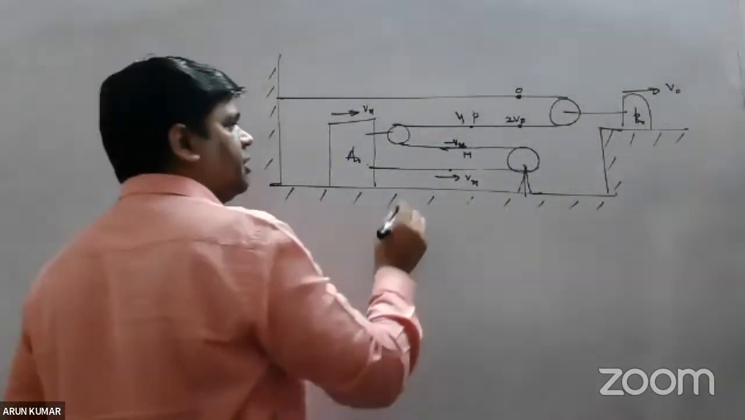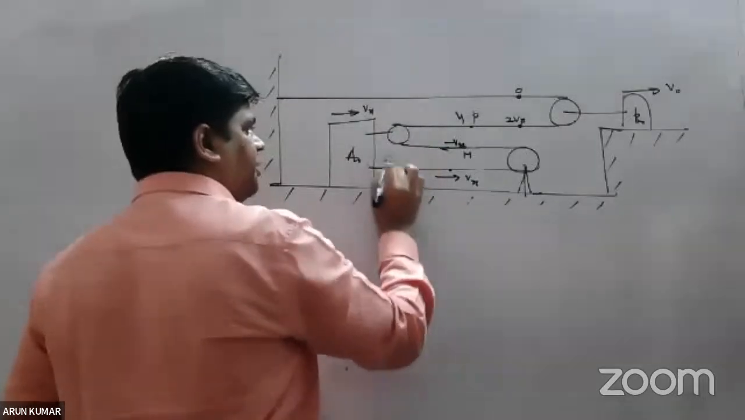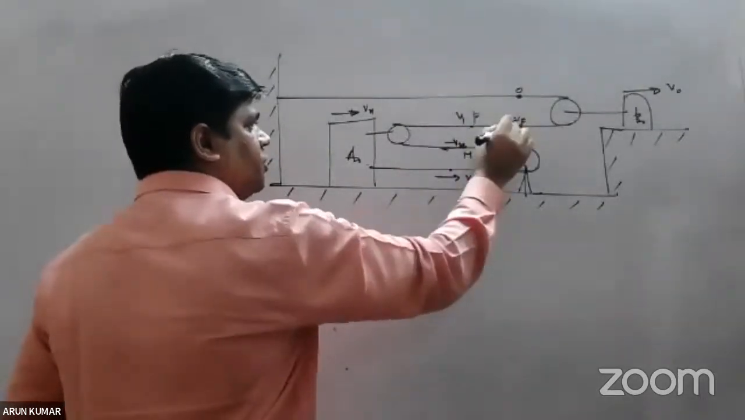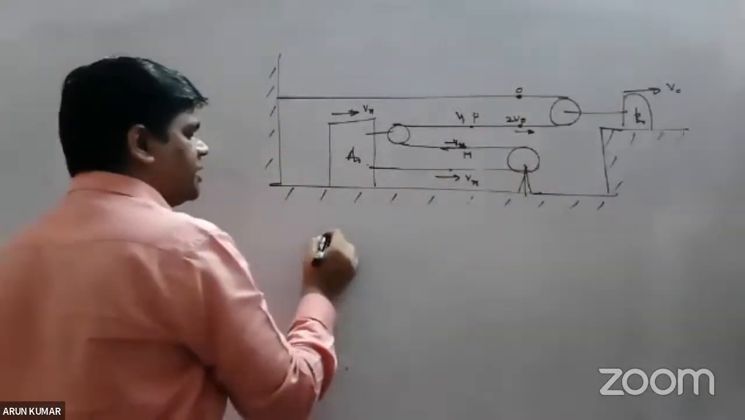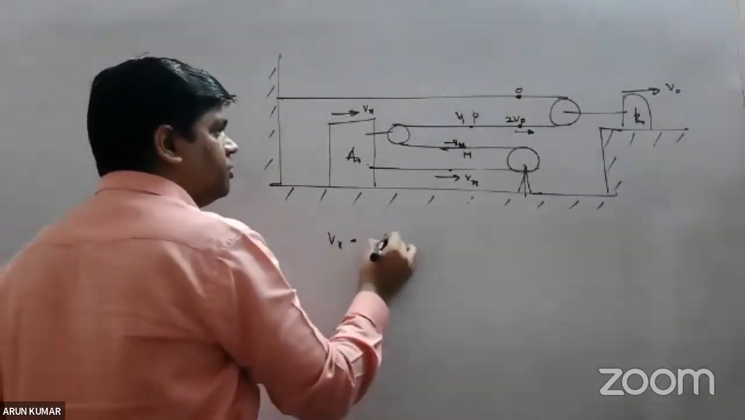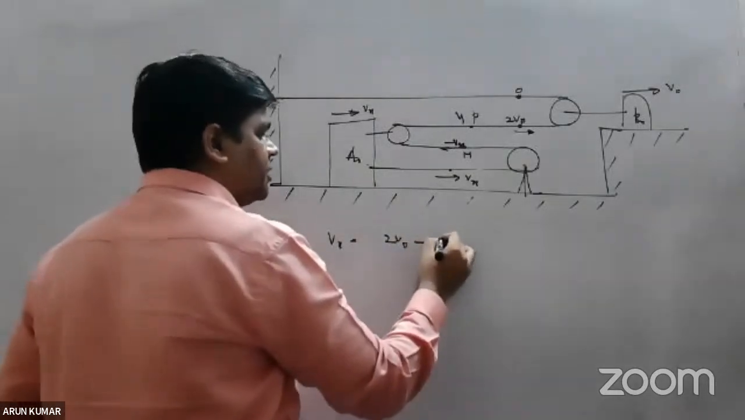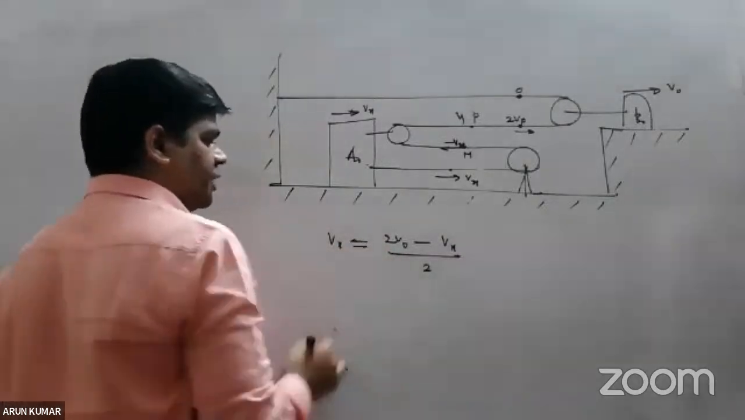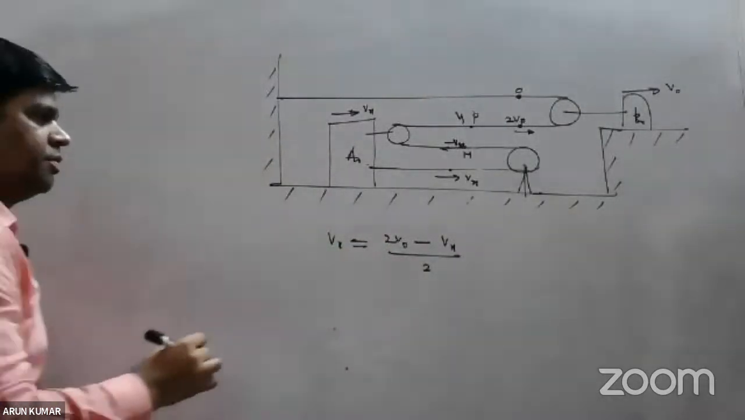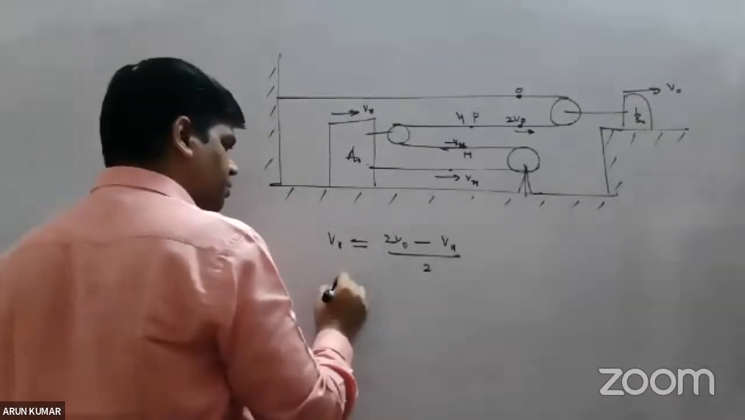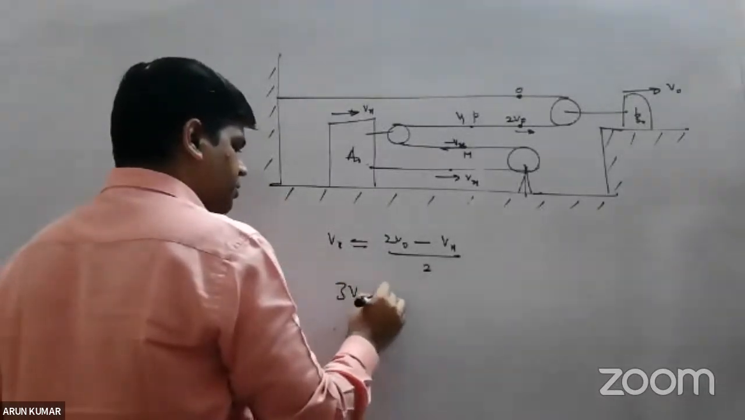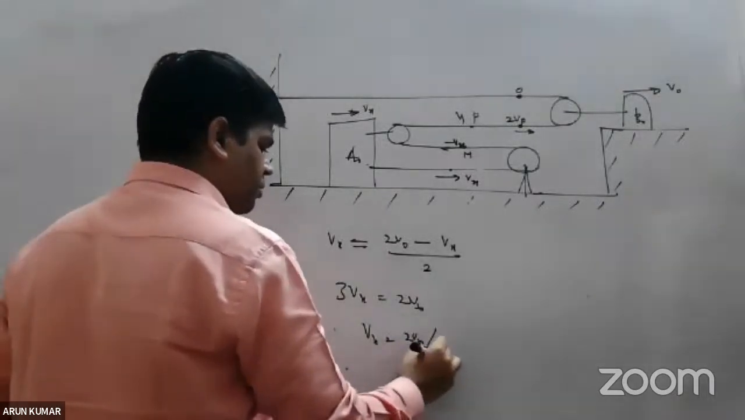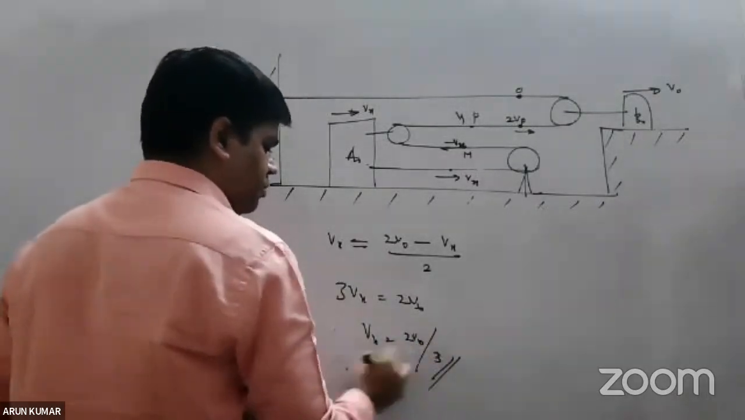Now look at this, students. I'll write the pulley equation for this pulley. This is 2V naught towards right. Vx is towards right. Vx is equal to (2V naught minus Vx) by 2, so I'll have 3Vx is equal to 2V naught. Vx is equal to 2V naught by 3.